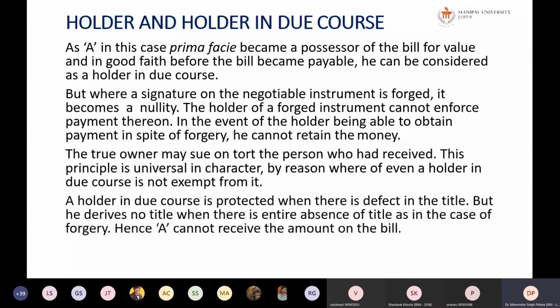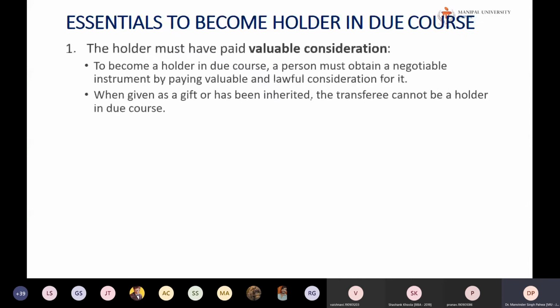So a holder in due course is protected when there is a defect in the title, but he derives no title when there is an entire absence of title, as in the case of forgery. Hence, A cannot receive the amount of the bill. Okay, so what are the essentials to become a holder in due course? A holder in due course must have paid valuable consideration. So here in this case, A has given the consideration.